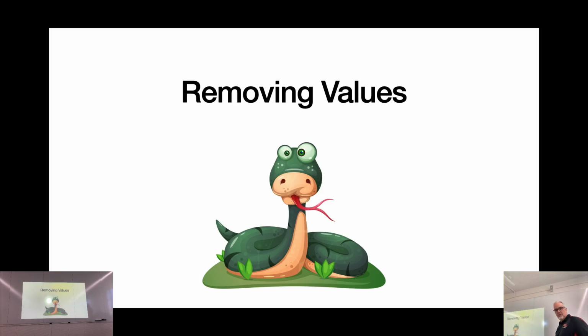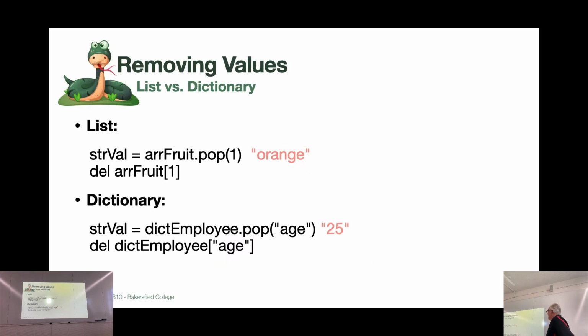Removing values from a list or a dictionary is not too difficult, although there are two ways to do this, and they have a critical difference. Okay, you'll see the first is the pop method.